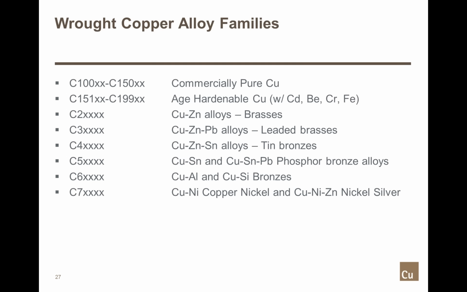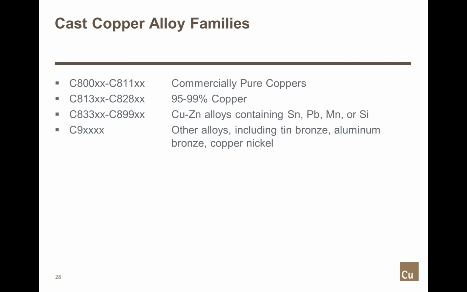Cast copper alloy families. Well, these are a smaller group. In the C800 to 811 with 2 other numbers, these are commercially pure coppers. In the C813 to 828, they're generally very high copper alloys, 95 to 99% copper. 833 to 899, you have copper zinc alloys, brasses. They can contain a variety of other elements. They can be leaded brasses, silicon additions, and so forth.